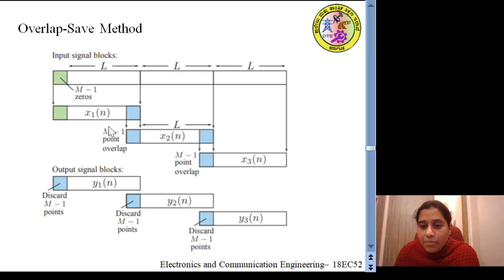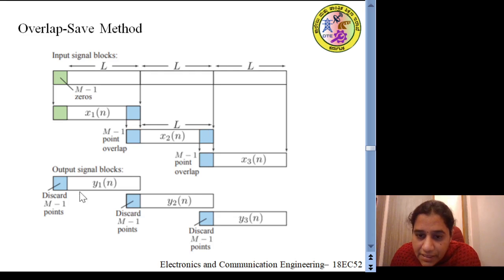See, output signal blocks we will be obtaining like this. Because of the N-point circular convolution of x1 of n with h of n, we obtain y1 of n. N-point circular convolution of x2 of n with h of n gives us y2 of n. N-point circular convolution of x3 of n with h of n gives us y3 of n. These values are because of these overlap values.